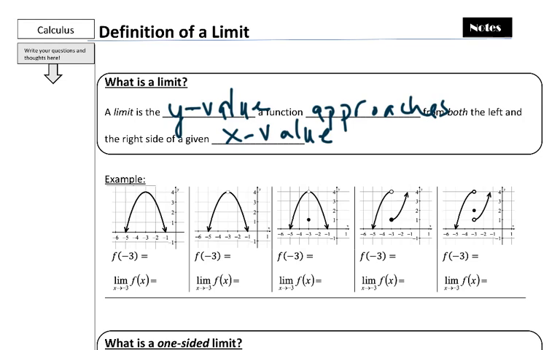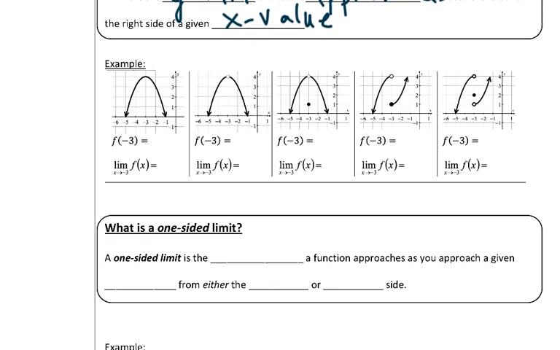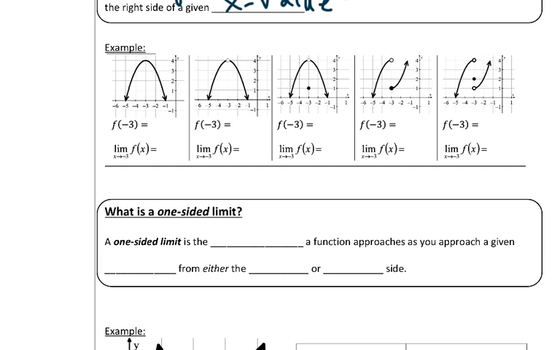All right, and so let's take a look at some examples here. It's really important to pay attention to notation. So if I look at this first example, remember this notation you should know already. That is saying f of -3. So what is the y value when x is -3? If I go where x is -3, I see that it's up here, and the y value that corresponds to that is 4.